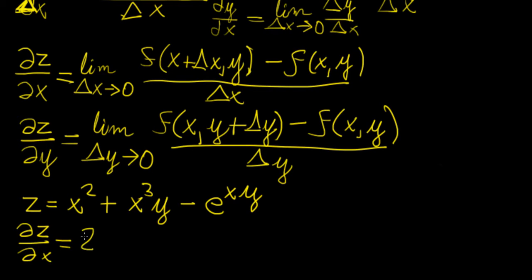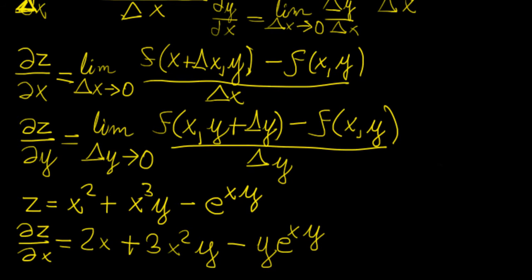So this one is going to become 2x. This one here is going to become 3x squared times y, because remember that y is not really x here, so we're just going to treat it as a constant. And here, what's the derivative of this at the top? We know that we're differentiating with respect to x, so immediately that x is going to become a 1, and that y is just going to be a constant attached to it. So this should actually become y times e to the power of xy.